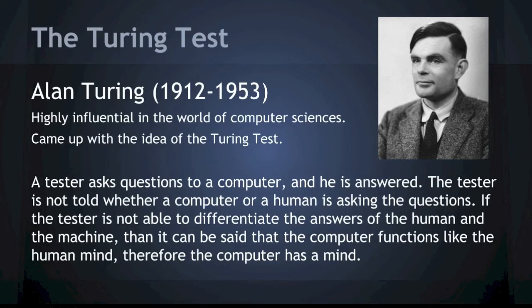In other words, this guy is asking questions to a computer and then the computer answers back. Some answers will be given by a human while other answers will be produced by the computer itself. So if the person cannot tell the difference between answers generated by the computer or answers replied by the other person, then it can be said that the computer imitates the human mind. It functions the same way.